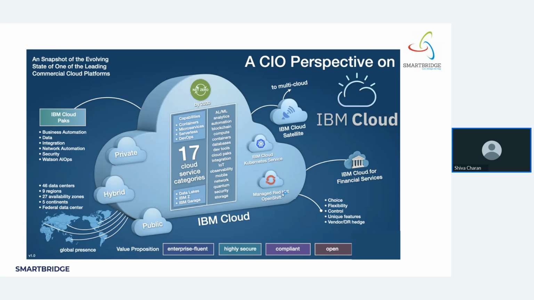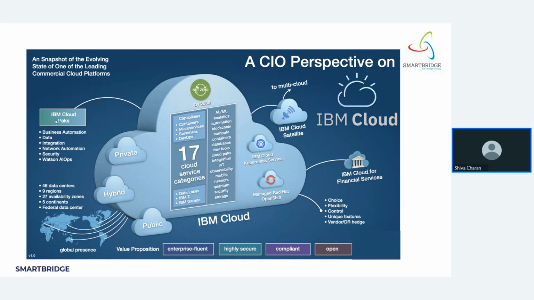And what is this managed Red Hat OpenShift? Remember when we were discussing storage, we got that, right? We got this Kubernetes service also. And if you see over here, it is talking about data centers, regions, and availability zones in 5 different continents presently.